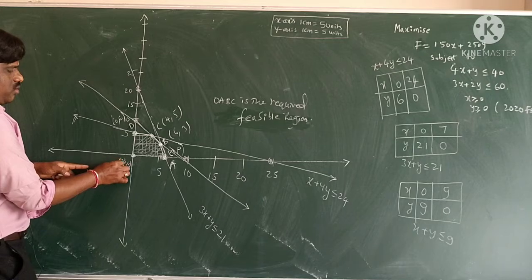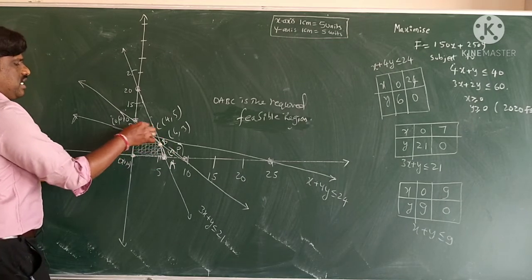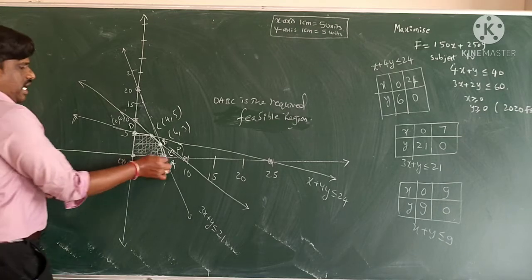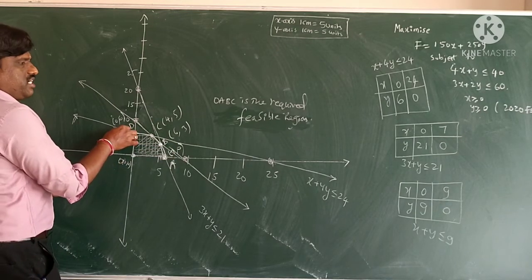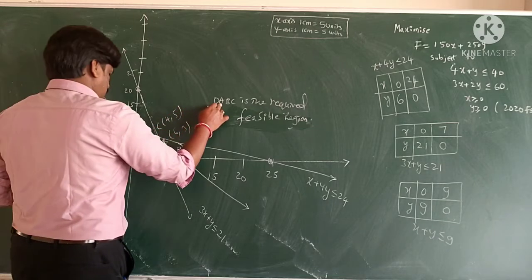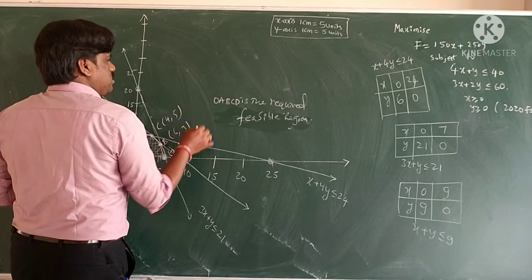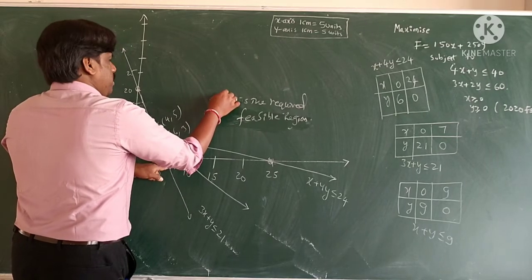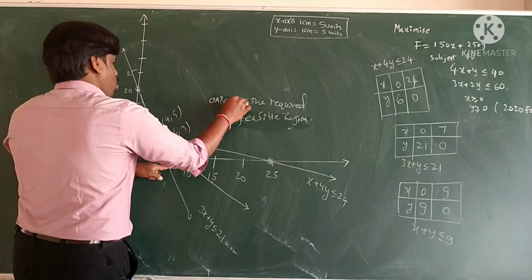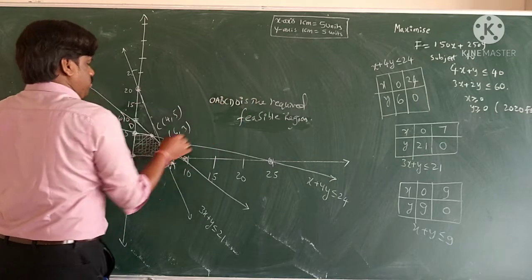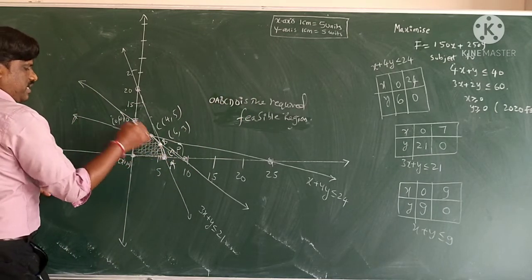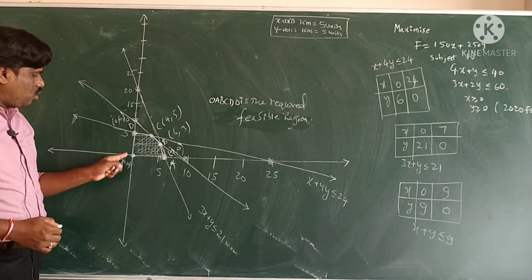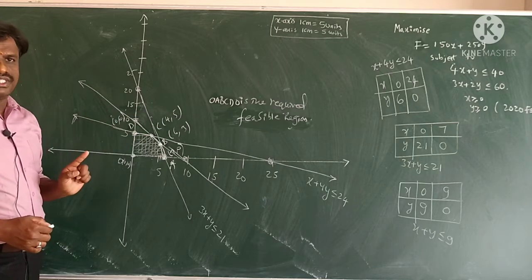So the name of this one is O, A, B, C, D. Look here, keep quiet now, listen to me. O, A, B, C, D is the feasible region we required. You have to write like this: O, A, B, C, D, O is the required feasible region. It means it is a closed one. You have to write that it is a closed one. So O, A, B, C, D, O is the required feasible region.